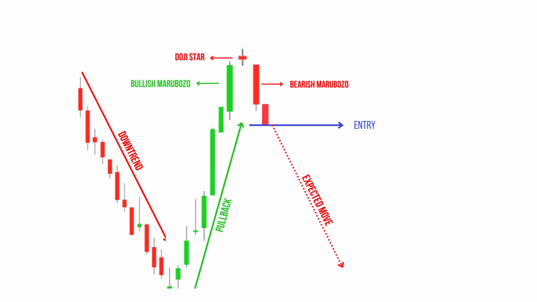This is the entry point. You have to initiate the trade and put the stop loss at the highest level of the evening star and ride the trade until a bullish trend reversal signal is received.